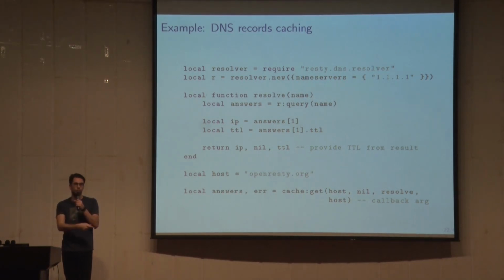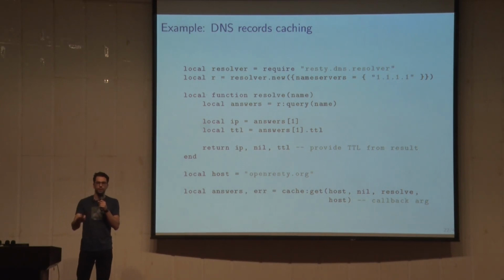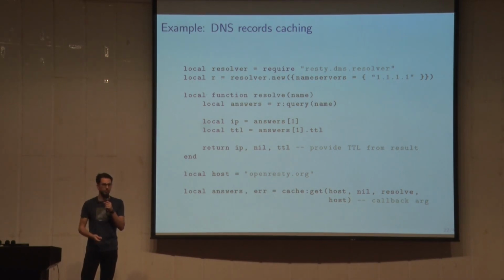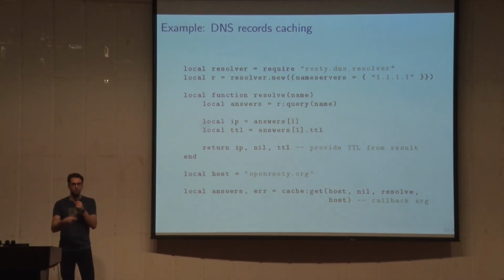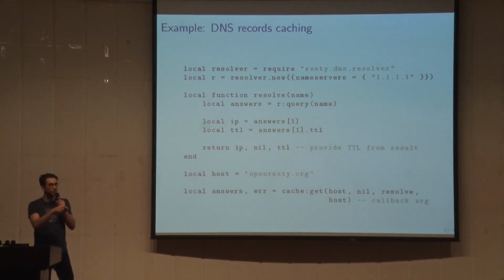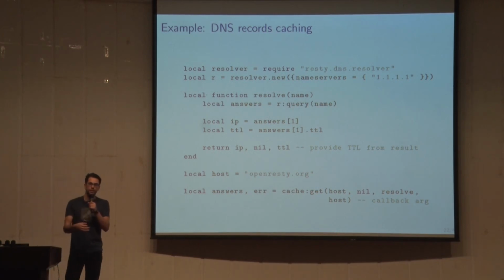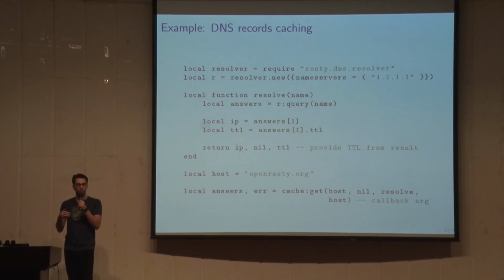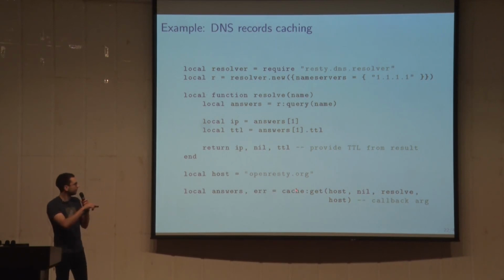In Kong, we have a resolve function like this, and I saw the talk yesterday from Alex, which also had the same implementation, right? So eventually, when you have a resolve function, you don't want to resolve your DNS record for every cosocket call that you're going to make. So if you drop mlcache on top of the OpenResty resolver, this is what it would look like.